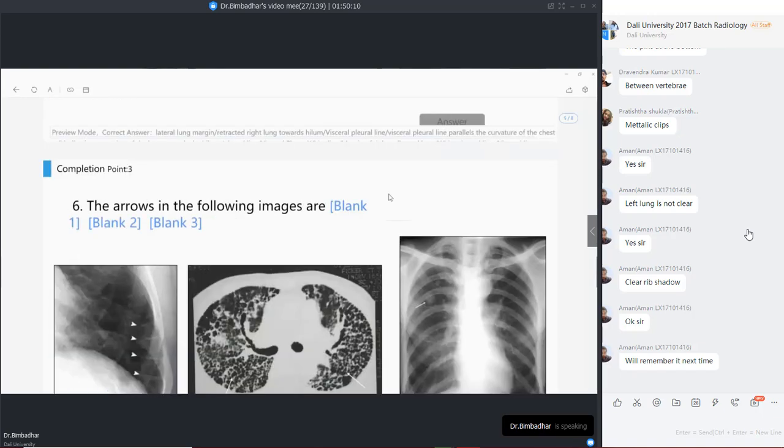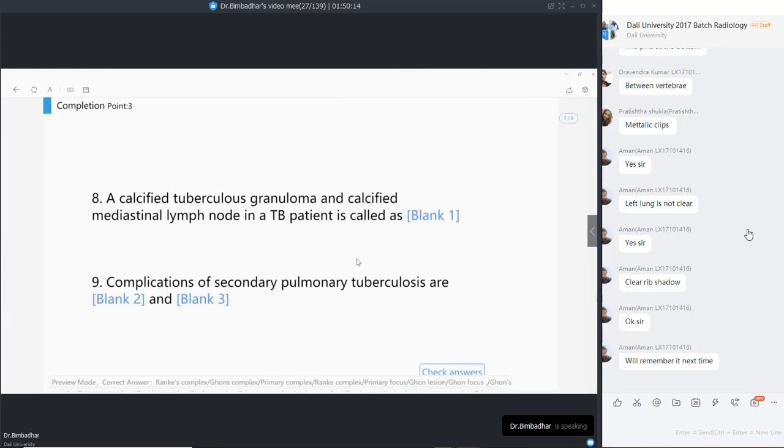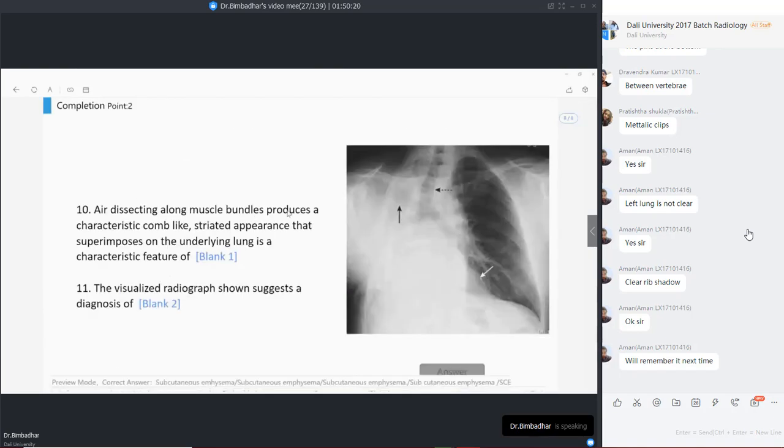Next, I think I missed one question. Right, okay. You see here air dissecting along the muscular bundles, a characteristic comb-like structure, a striated appearance, which means I'm asking for a pattern, and the pattern is subcutaneous emphysema. Yes, most of you got it correct. That's fine. The visualized radiograph is actually showing a diagnosis of, what is this?